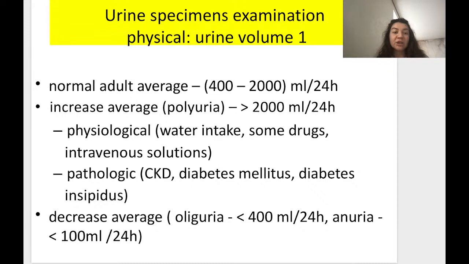Decreased volume we name oliguria. Oliguria is a volume of urine less than 400 milliliters per day. And when it is less than 100 milliliters per day, we name it anuria.